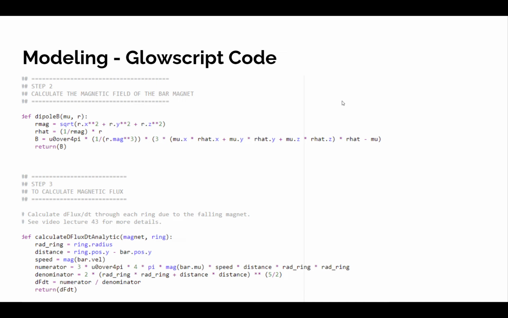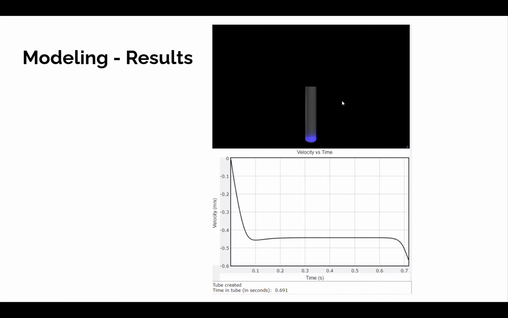As for the results, you can see this is at the very end. This is the magnet going all the way through the tube with the blue and red representing currents. And on the bottom, you can see the velocity versus time graph. It shoots down pretty sharply and then remains consistent, then shoots down sharply again. And I found that our experimental time in the tube was 0.69 seconds, or 690 milliseconds.